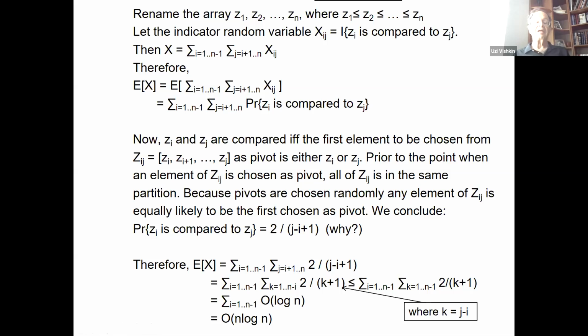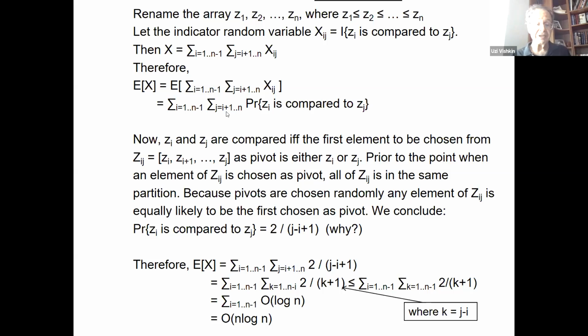Okay, so I'll assume that this is clear. And now comes this very elegant way of reasoning about this probability. So Zi and Zj will be compared. When will they be compared? So look at two indices, Zi and Zj, and we are assuming that i is less than j without loss of generality. So in what event will Zi and Zj be compared?